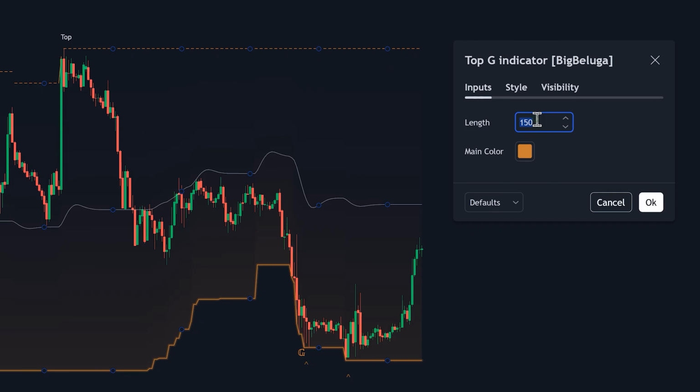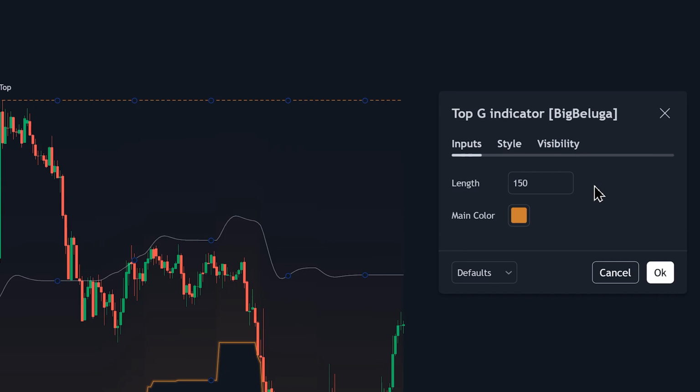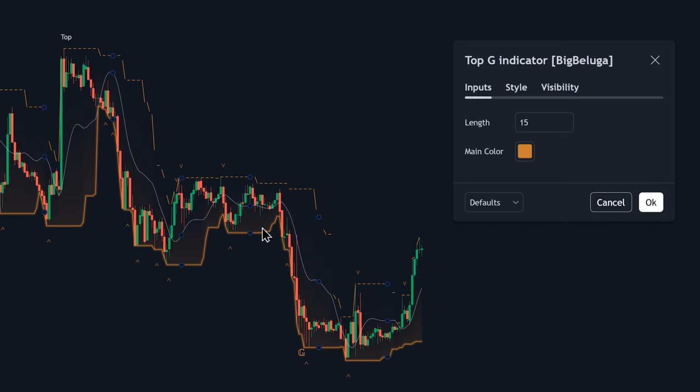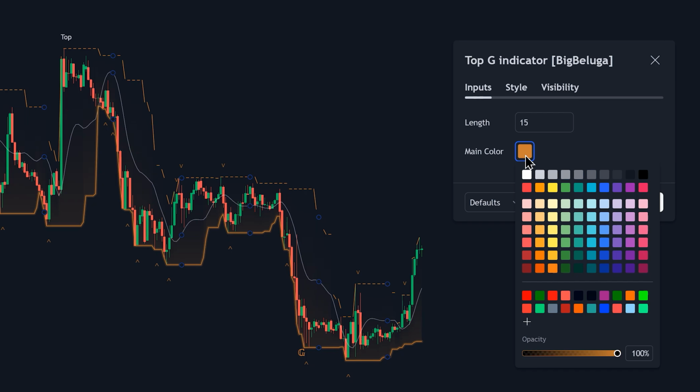A higher value, like 150, results in smoother bands with fewer signals, as it captures a longer-term view of the market. On the other hand, lowering this value makes the bands more sensitive to recent price changes, generating more signals, but potentially increasing noise.